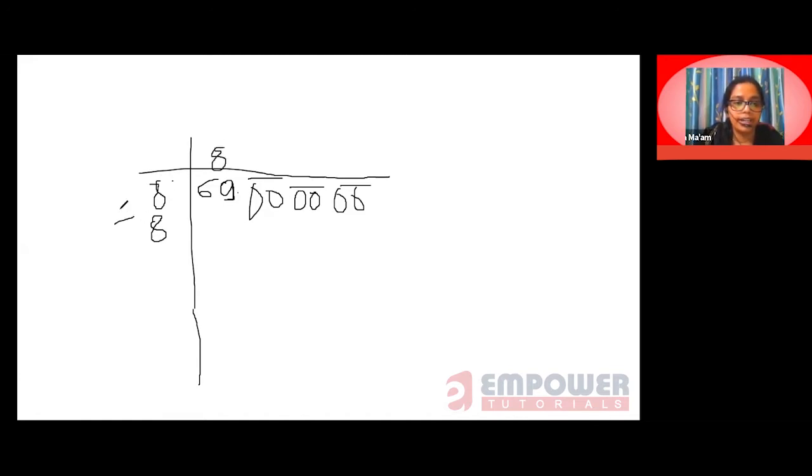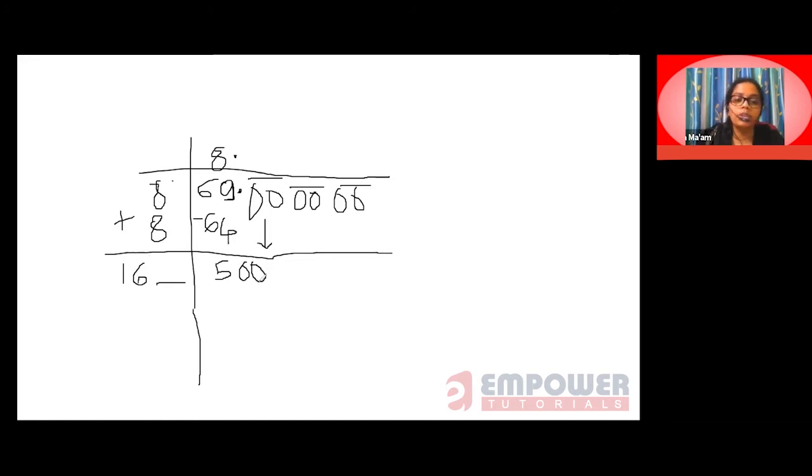Okay, so 8 8s are 64, right? So I will write 64 over here, and I will get 5 over here, and I will add this 8. So 8 plus 8 will be 16, and there will be one vacant place over here. And then I will add a decimal. Since I have a decimal over here, I will add a decimal over here. Then I will take the second set of zeros. So this is 500.